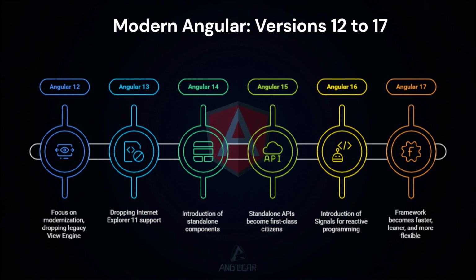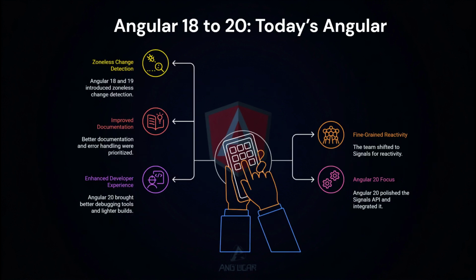In version 16, Angular introduced signals, a new reactive primitive designed to optimize change detection and improve UI performance. It also brought in support for server-side rendering, hydration, and non-destructive hydration. By Angular 17, the framework was faster, leaner, and more flexible than ever before. Okay, then Angular 18 and Angular 19 laid the groundwork for a new era of zoneless change detection.